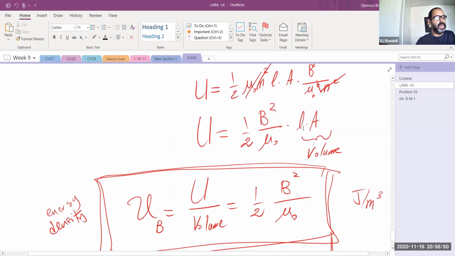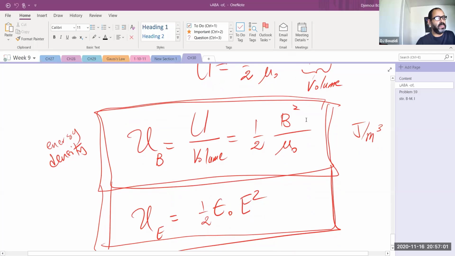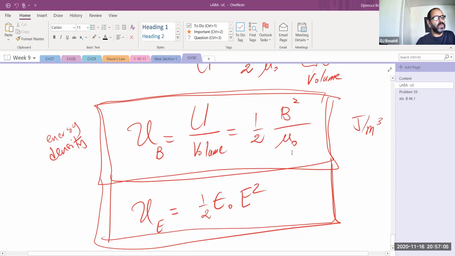And then we noted that the length times A is nothing but the volume. So if we are interested in the energy density, namely how many joules per cubic meter, that would be just dividing by the volume, and it's this expression. This is similar to what we did when we did the capacitor, and we found the expression for the energy density to be 1/2 epsilon naught times E squared. So when you have an electric field, you have an energy per unit volume, which is given by this expression.